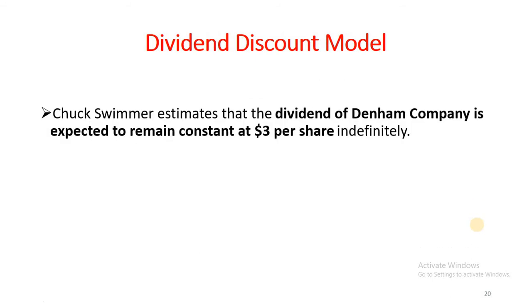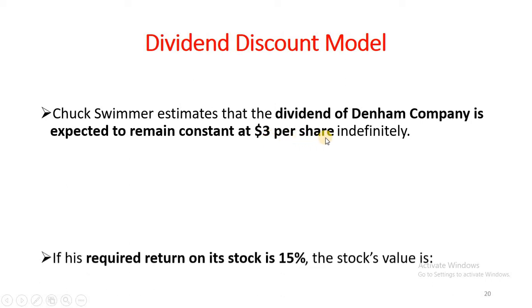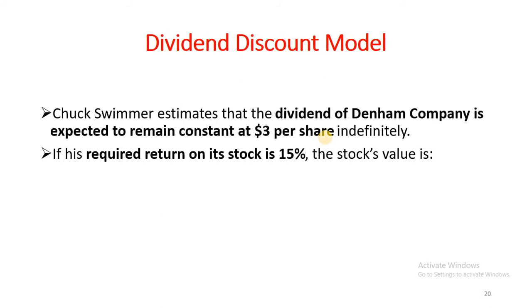Let's look at an example. Over here, the company's dividend is expected to remain constant at $3 per share, and the required rate of return or risk adjusted discount rate of this stock is 15%. So we can find out the value of this stock simply by dividing the $3 per share dividend by 15%. If we assume that the dividend of this company will remain constant, the value of this stock will be $20 per share, which is simply $3 divided by 15%, or 0.15.